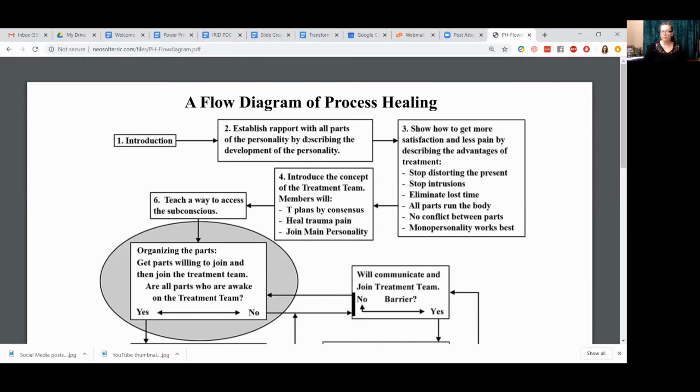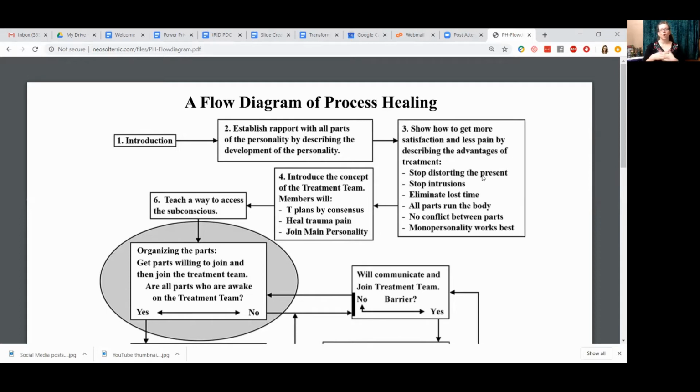So regarding the formation of the personality, all of the aspects are simply normal parts of your personality that are separated from the main personality. It's important that you know that it is possible for you and your aspects to get more satisfaction and have less pain in life. The treatment can be painless because it's teaching the subconscious how to do the work. Very good.